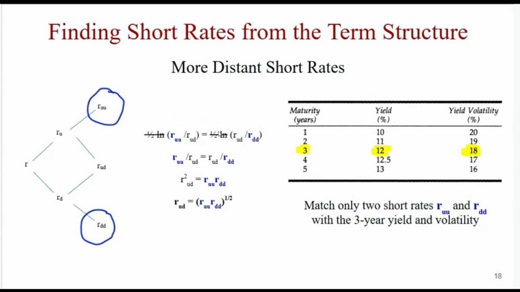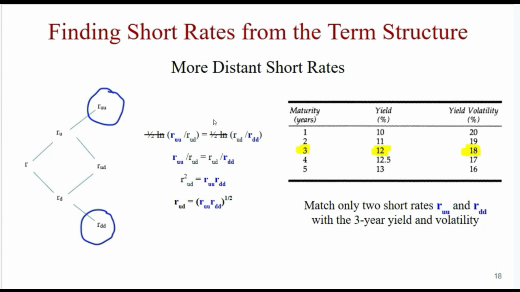We use the ratio of the rates in place of yields. The volatility at R sub U here equals the volatility at R sub D. So because the volatilities are the same, we know that the ratio of the rates 1 year out, R sub UU to R sub UD, here is equal.